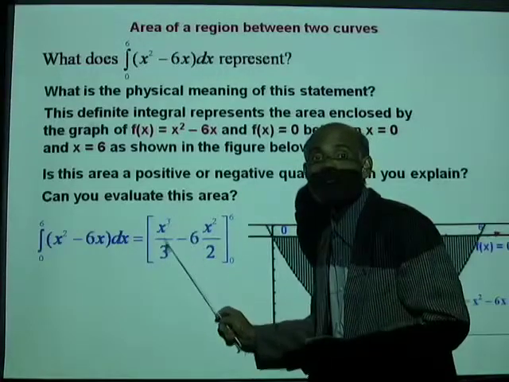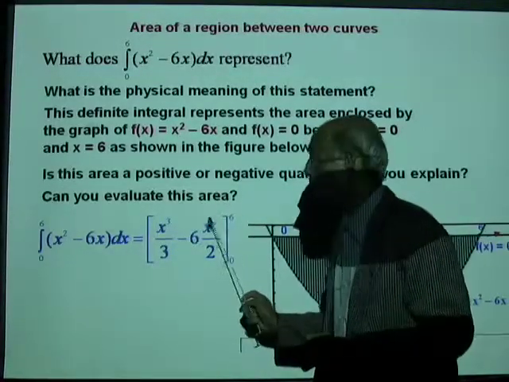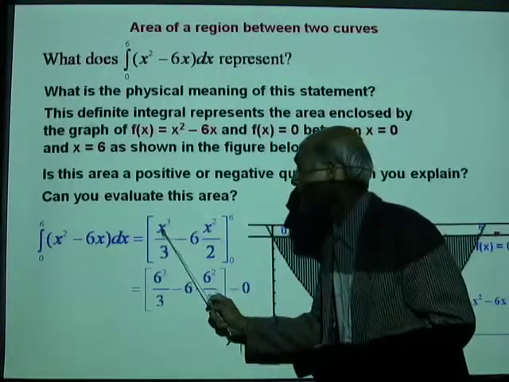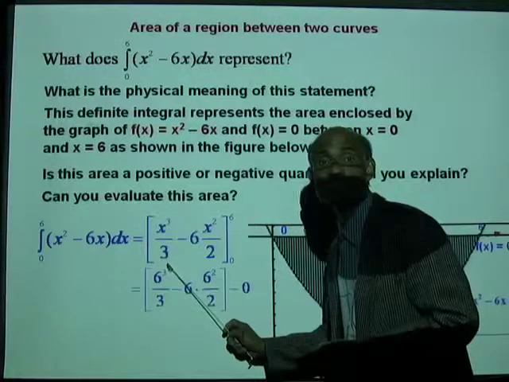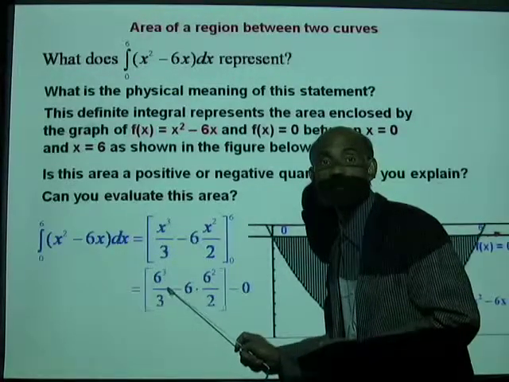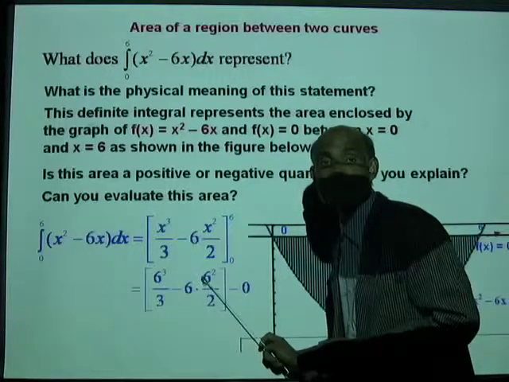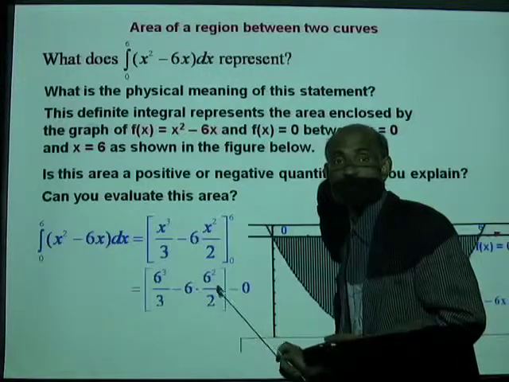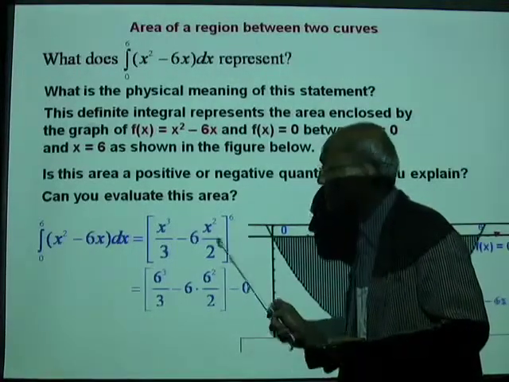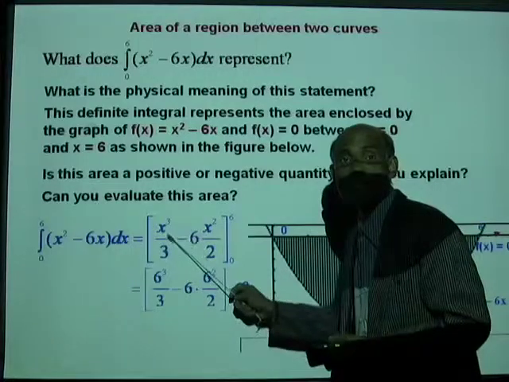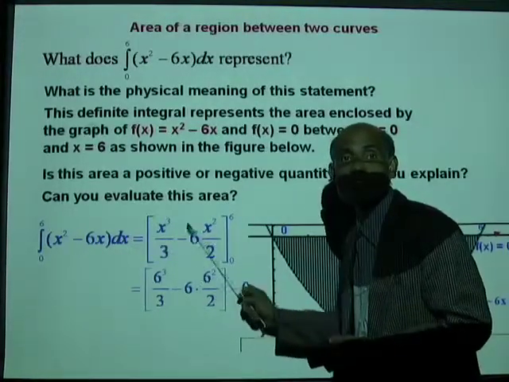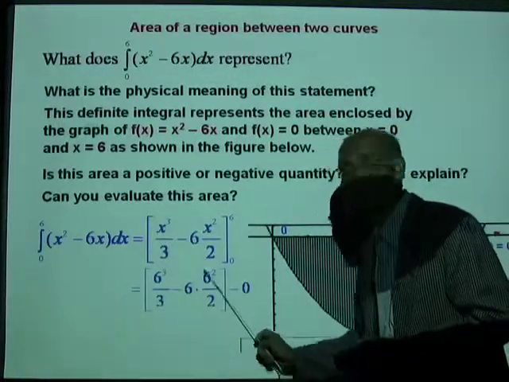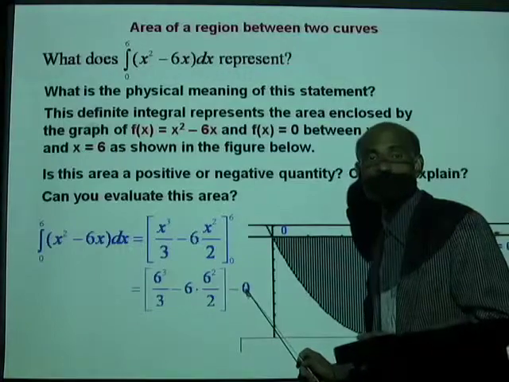Now, how do we find the value of this? First, replace x by the upper limit. So, we have x cubed replaced by 6 cubed. So, that will be 6 cubed over 3 minus 6 times 6 squared over 2. So we have now used the upper limit. Now minus, now use the lower limit. But when you use the lower limit x equal to 0, both these quantities become 0. So that will be 0. So you have the upper limit value minus the lower limit value.